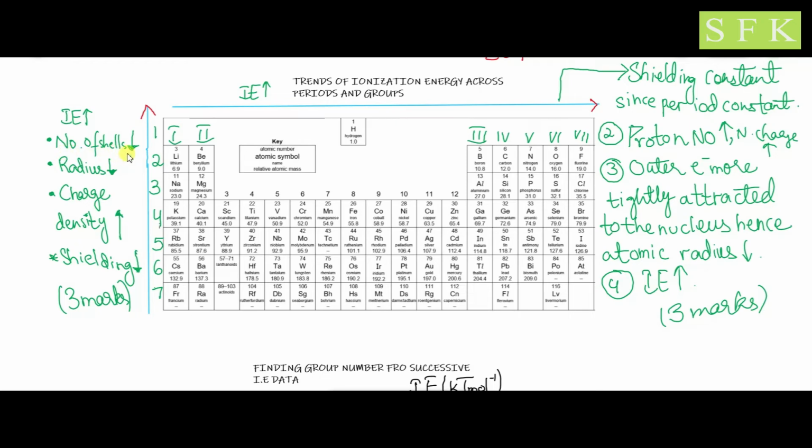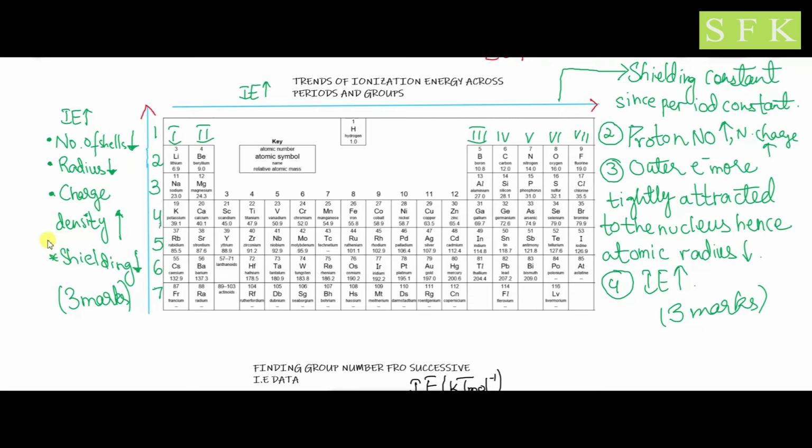As the number of shells decreases, the atomic radius has to decrease. As the atomic radius decreases, the charge density, as I explained earlier, increases, because charge density is the charge per unit volume, and volume correlates with the radius. So as the volume decreases, due to the decrease in radius, the charge density increases. And these 3 points will earn you 3 marks.